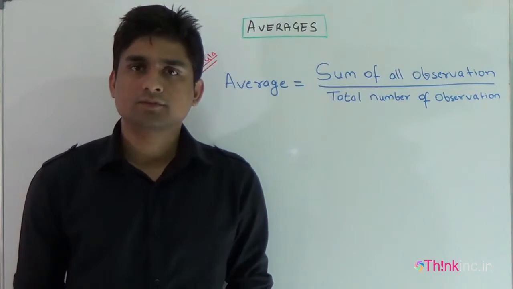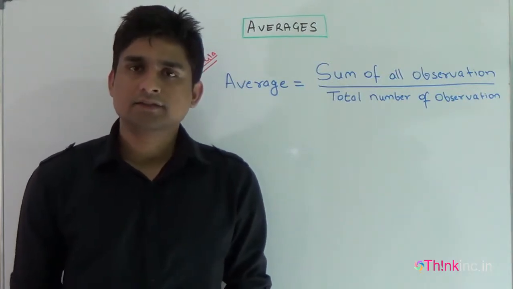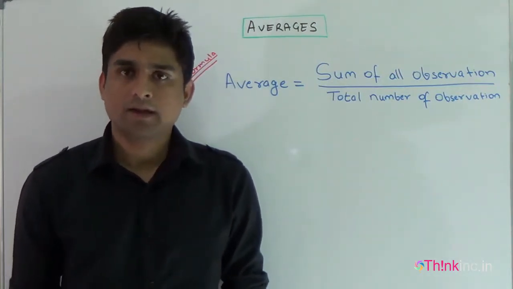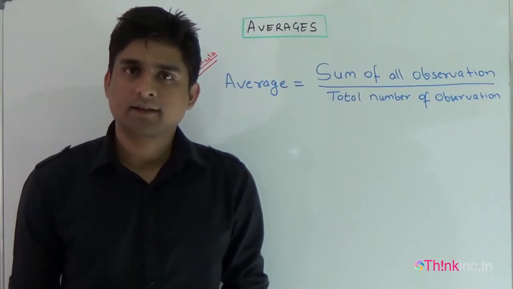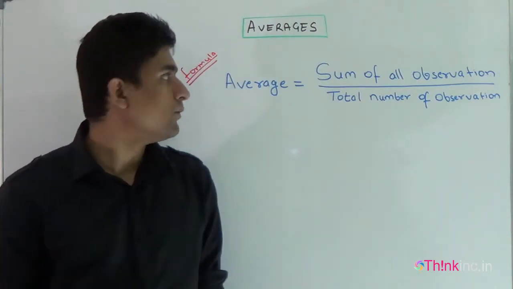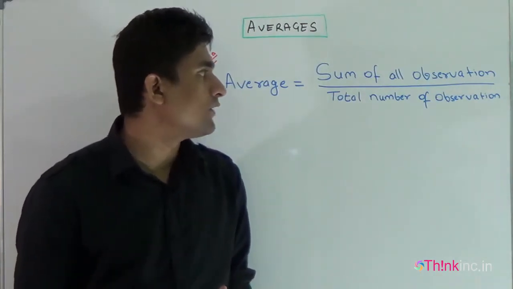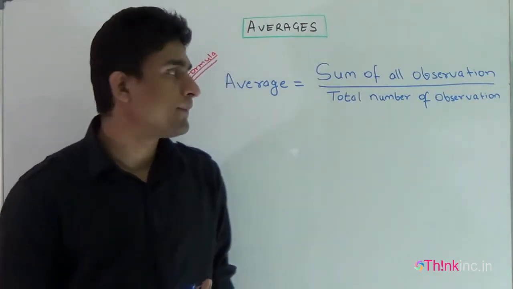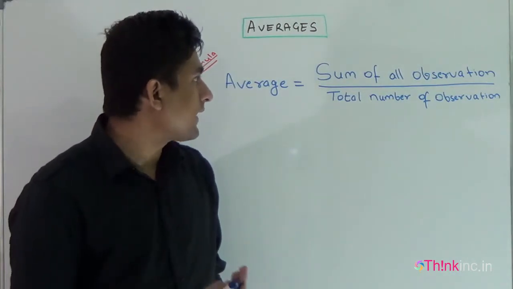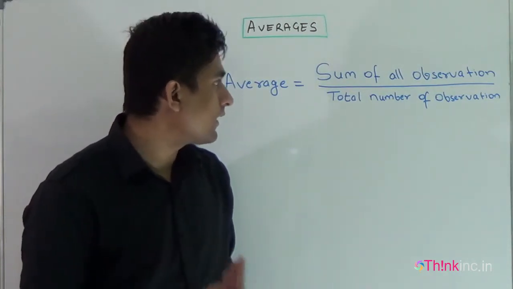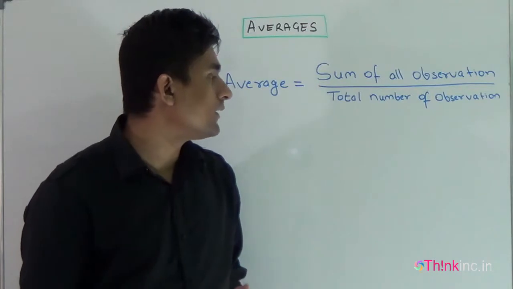Welcome again to classroom. Today I'll discuss averages. You all would be familiar with the term average. Average is basically mean value, and the basic formula of average is sum of all observations upon total number of observations. This formula can be represented in many ways. Like I can write it as sum of all quantities upon total number of quantities.